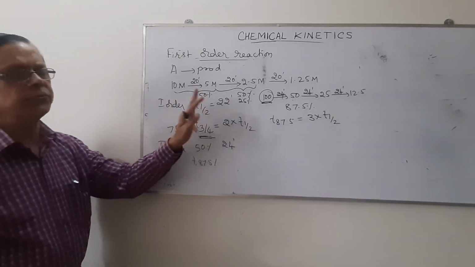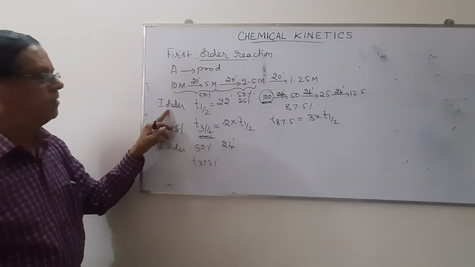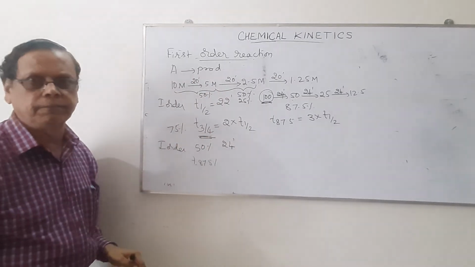So for every half change of the concentration, the time required, that is the half-life period, is always a constant for a first order reaction.